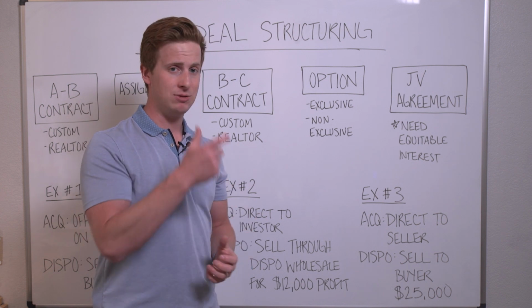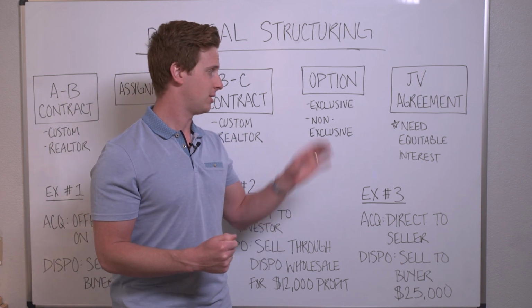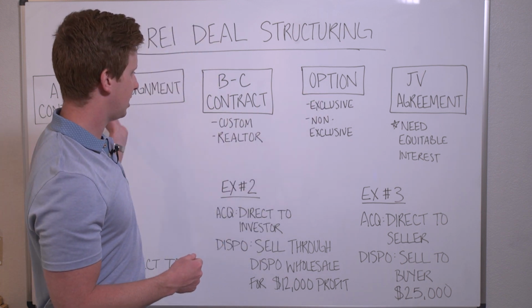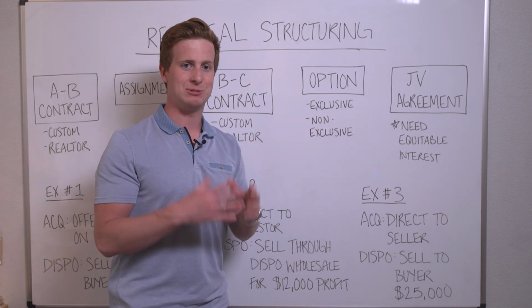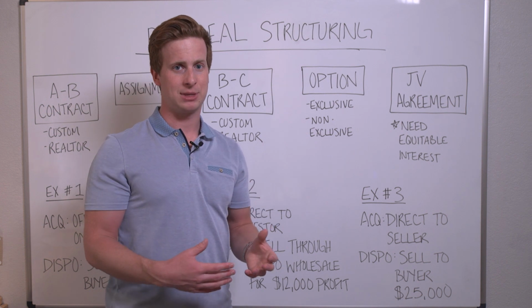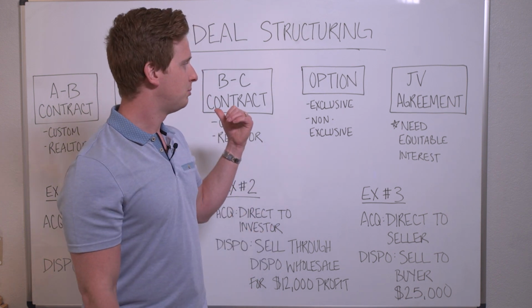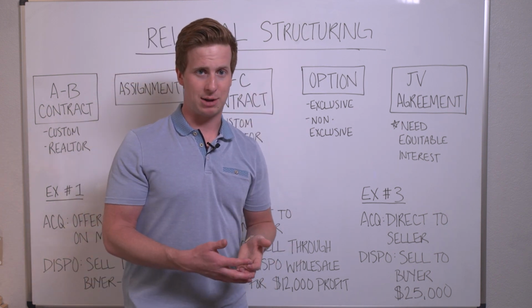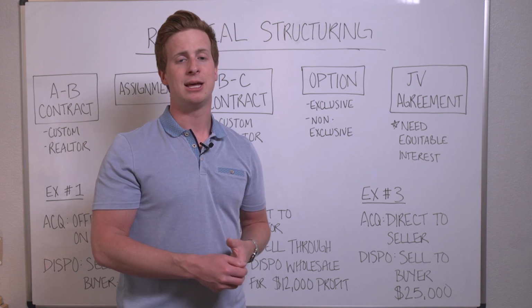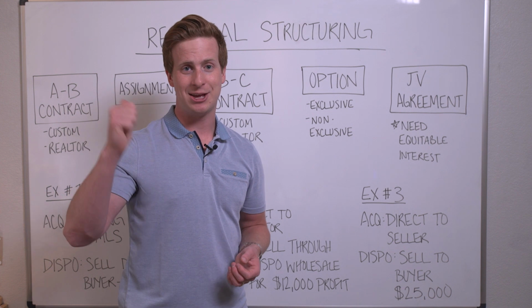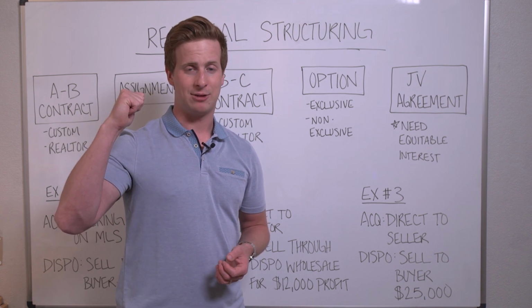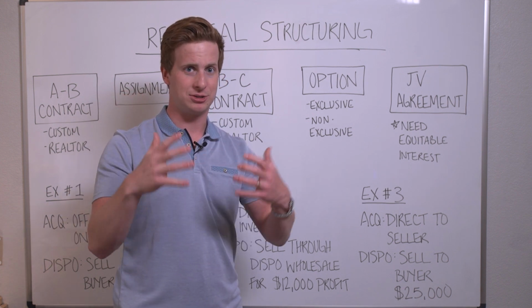In order to get that, you need a contract of some sort, either an option, a B2C contract, an A to B contract, an assignment, or a JV agreement sometimes that gives you equitable interest that allows you to sell. So let's say you don't want to buy right now, but you think that you have an opportunity to sell a property, right? You might go to the seller and say, hey, I don't want to buy your house, so I'm not going to give you an A to B contract, or I'm not going to give you a contract, right? A to B and B2C are internal investor terms.